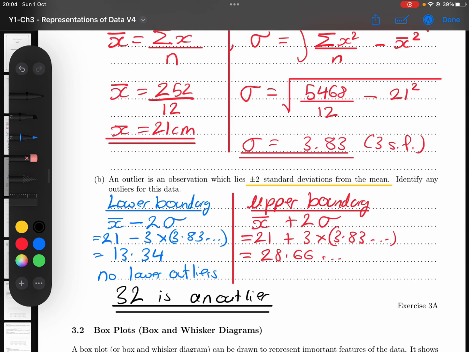Okay, so that concludes our first video. I would strongly encourage you now to practice exercise 3A to see if you can use the formulas that we talked about at the start.